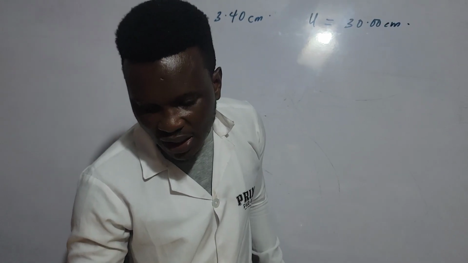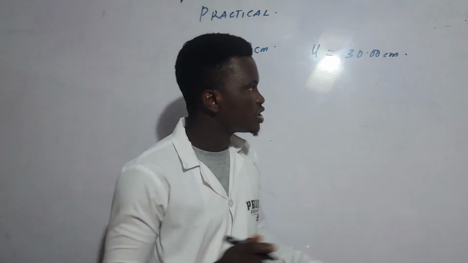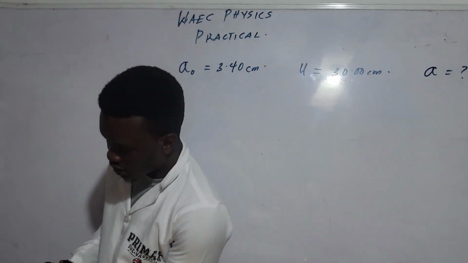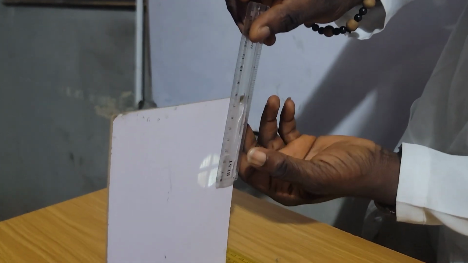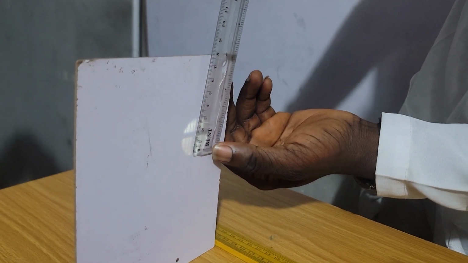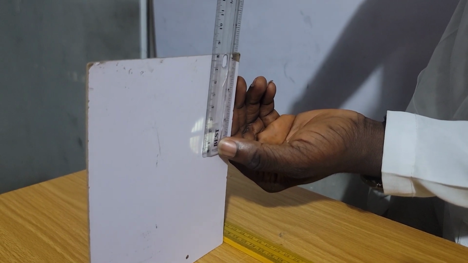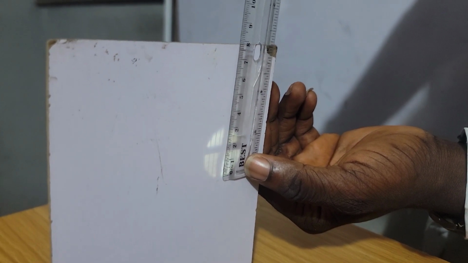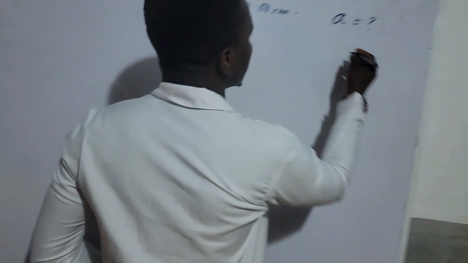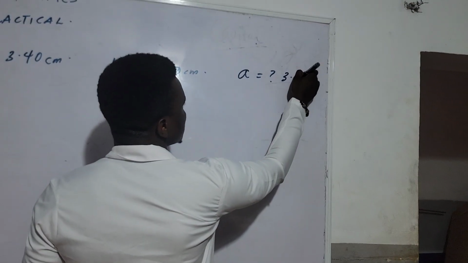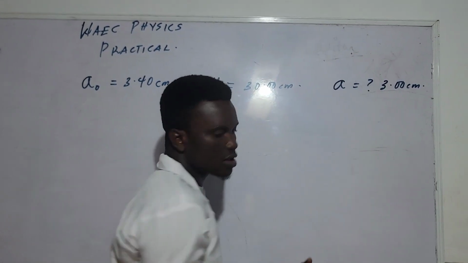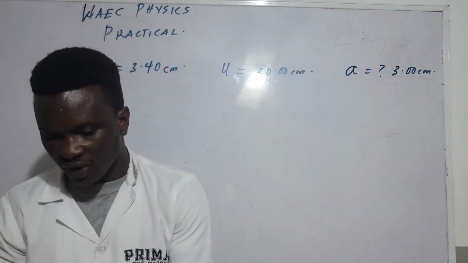They now said I should measure and record the size A of the image. So I want to know the size of the image, and that is what I'm going to do here. The same way I measured the other one, try to be careful not to push it over. So this is 0. My hand is shifting, so that's around 3.0. That's exactly on 3.0. So my A is 3.00 centimeter. I have my A0, which is 3.40, and my A is 3.0 centimeter. So that's the first one.